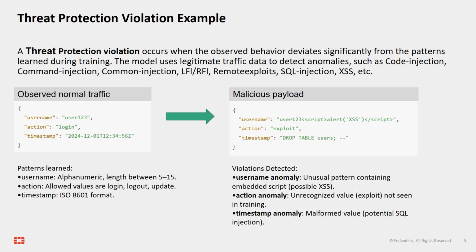Now, let's see the malicious payload. The username contains an unusual pattern with embedded script, suggesting a possible cross-site scripting attack. The action includes an unrecognized value, pointing to a potential exploit. The timestamp is malformed, hinting at a possible SQL injection. FortiWeb quickly identifies these anomalies to protect against advanced threats.